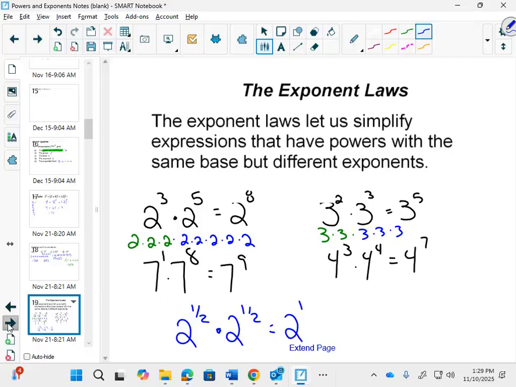Yeah, even though we're multiplying, we're adding the exponents, and this is the reason why. If we think about what the meaning of an exponent is, when I do 4 cubed times 4 to the 4, this 4 cubed means 4 times 4 times 4. This 4 to the 4 means 4 times 4 times 4 times 4. Do I not have 7 4's all multiplied together?